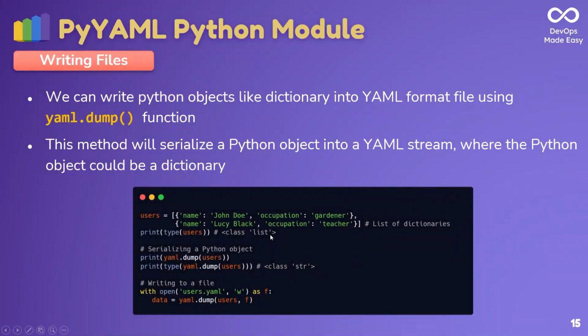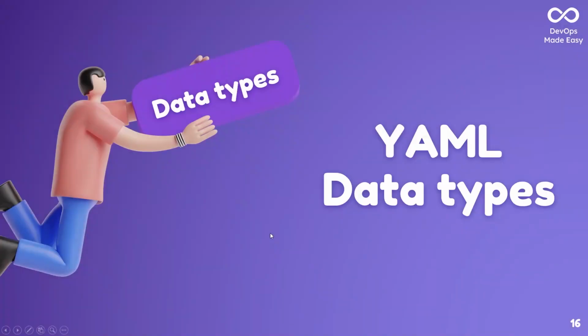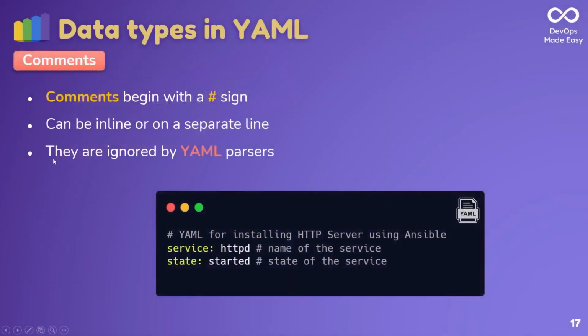Now let's get back to the different data types supported in YAML. Let's start with the comments in YAML. Comments in YAML start with a hash sign. They can be inline or on a separate line, and they are ignored by YAML parsers. Let's say you're using this YAML file and a Python program reads it. These programs are nothing but parsers, and they will simply ignore the line starting with hash.